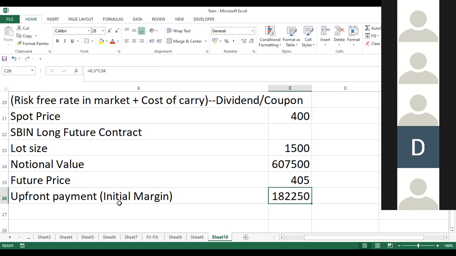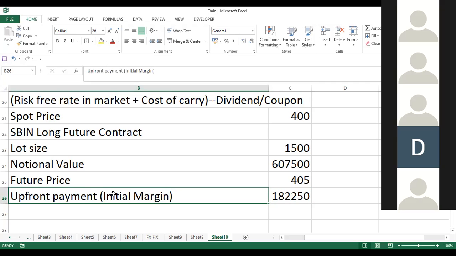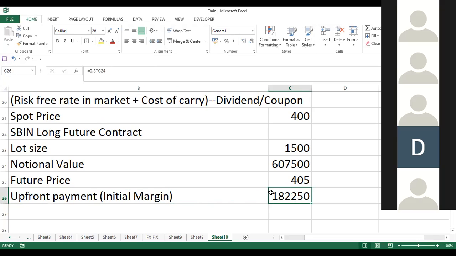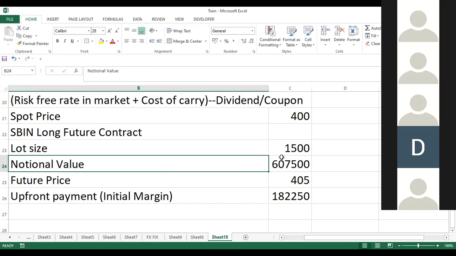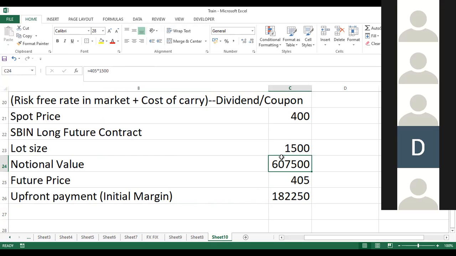Initial margin. So when you are buying a futures contract, you need to make an initial margin payment to the broker, and that broker is actually paying that initial margin to the exchange. So the exchange keeps this initial margin amount. This is kind of a leverage you have, as the notional value of the entire contract is 6,75,000, right?